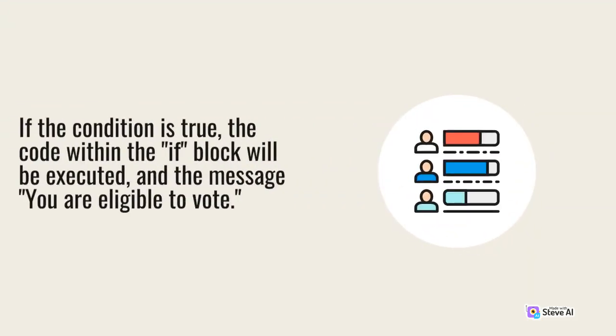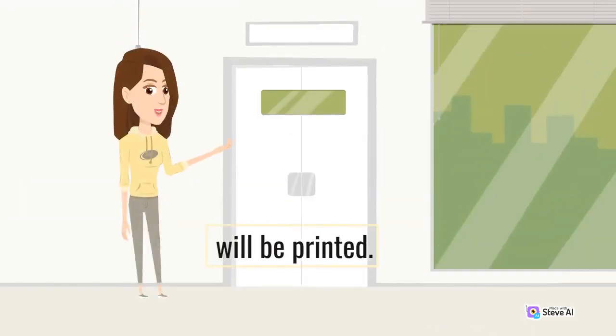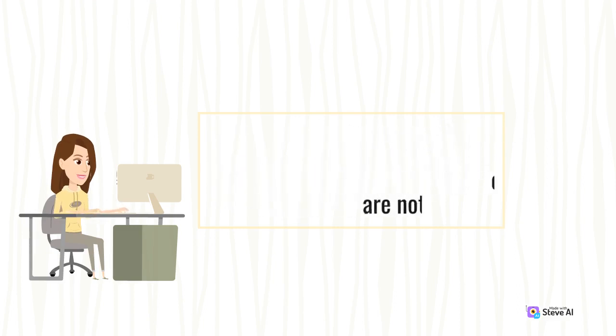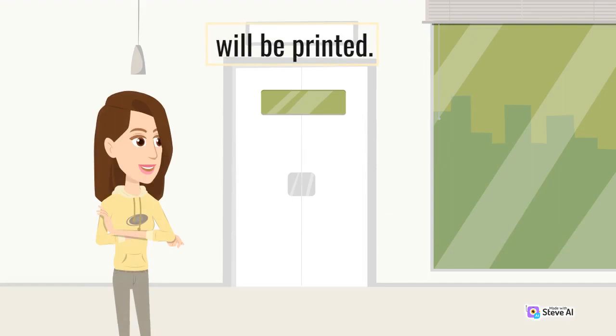If the condition is true, the code within the if block will be executed, and the message "you are eligible to vote" will be printed. If the condition is false, the code within the else block will be executed, and the message "you are not eligible to vote" will be printed.